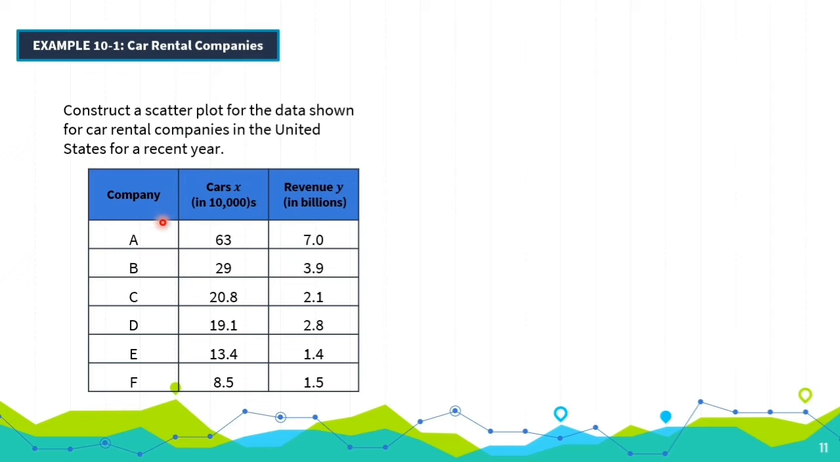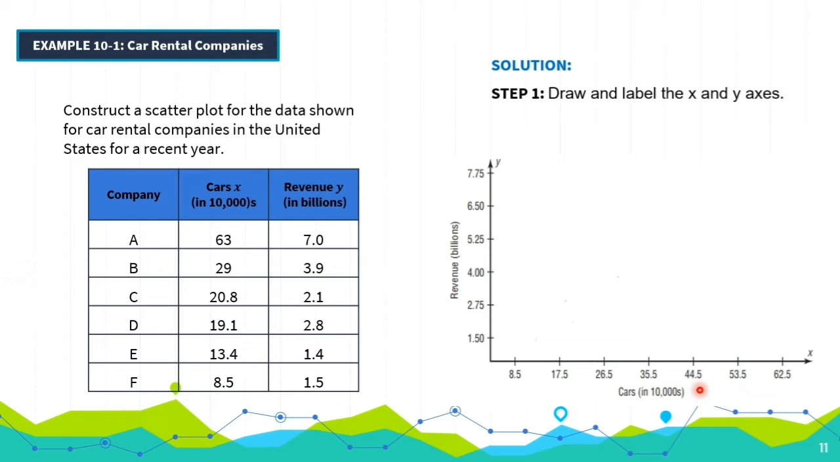We have here the table. For our first column, we have the company. Our second column is the cars in 10,000s, and this is the independent variable. And for the third column, we have the revenue in billions, and this is the dependent variable. For our solution, Step 1: draw and label the x and y axes. So for the x-axis, we have the cars in 10,000s, and for the y-axis, we have the revenue in billions.